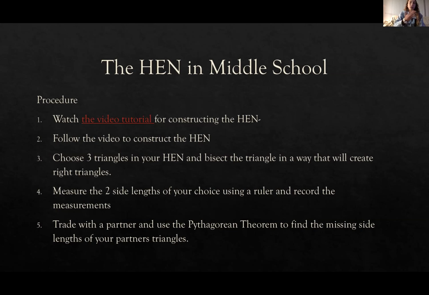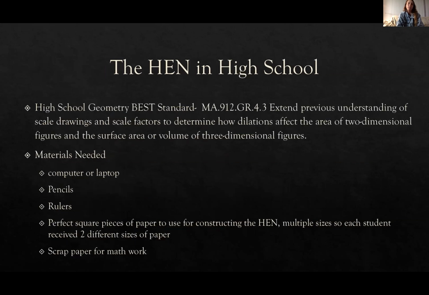So the lesson could go as follows. They can watch a video tutorial. If you click the link, it will go to a YouTube video showing the students how to construct the hen, and they can follow the video to do so. And then they can choose 3 triangles in their construction, bisect the triangle in a way that will create right triangles, measure the 2 side lengths of their choice with a ruler, record the measurements, and then they can trade their construction with a partner and use the Pythagorean theorem to find the missing side lengths of their partner's triangles.